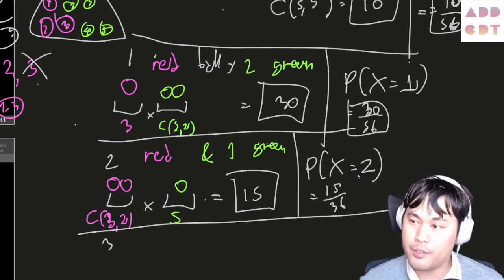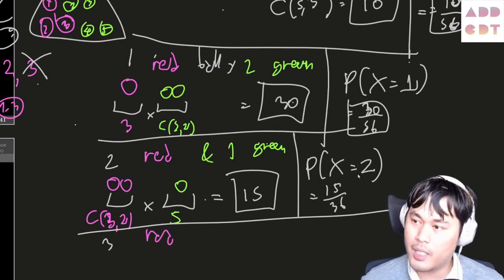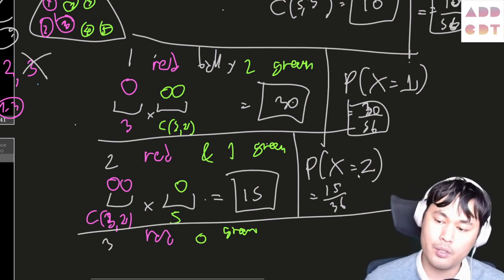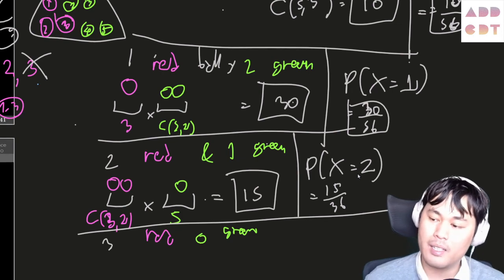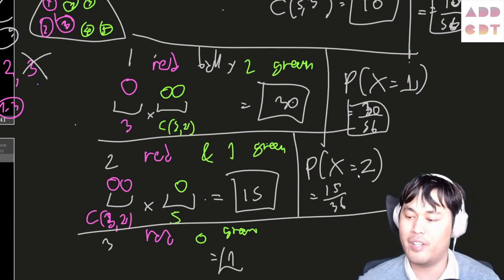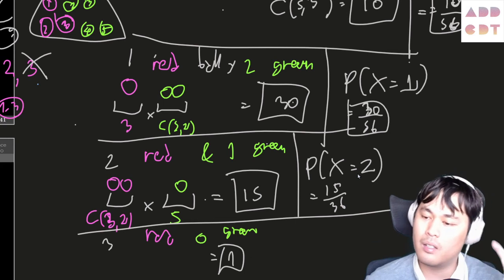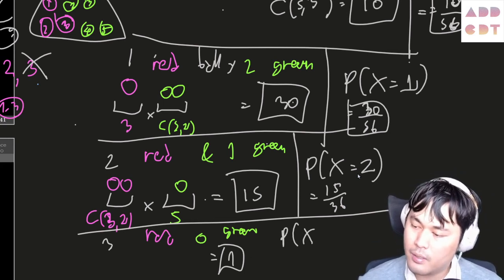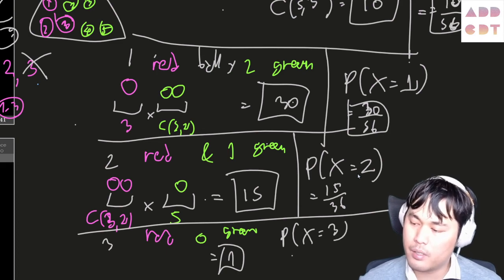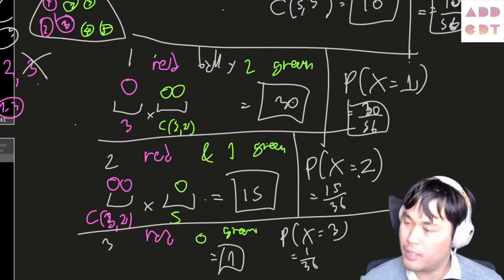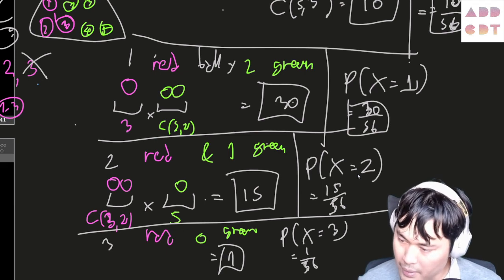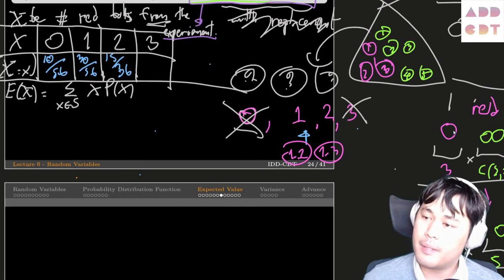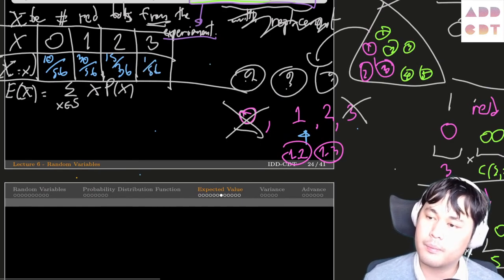And finally, to get 3 red balls, that means to get no green balls at all, so we can just ignore them. And how many ways can you take 3 red balls? There's only one way because there are 3 red balls. You are forced to take all 3 red balls. So the probability that you get all red balls is 1 over 56. Oh, sorry, it's 56, my bad. And that's the last number, 1 over 56.